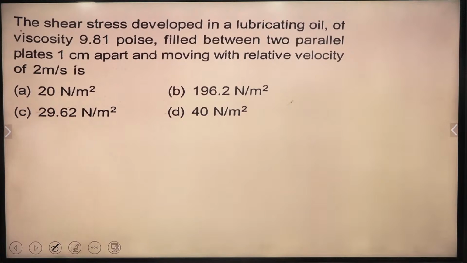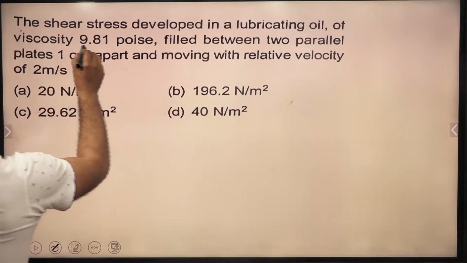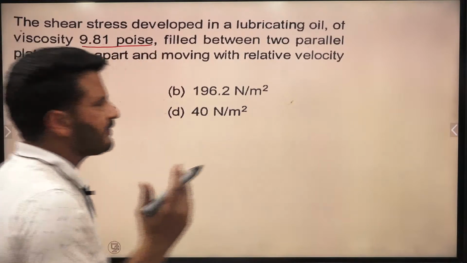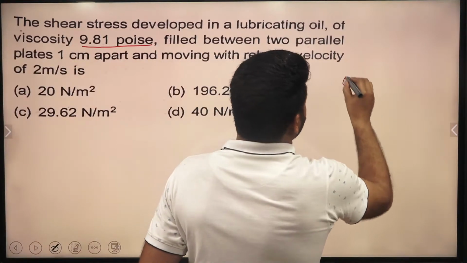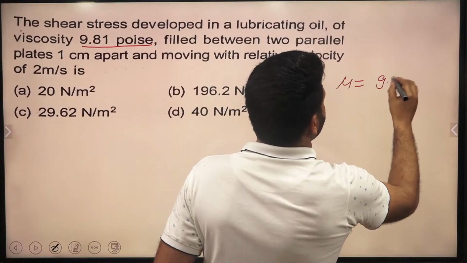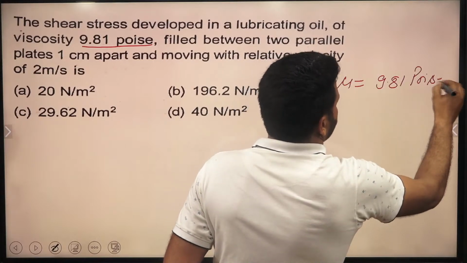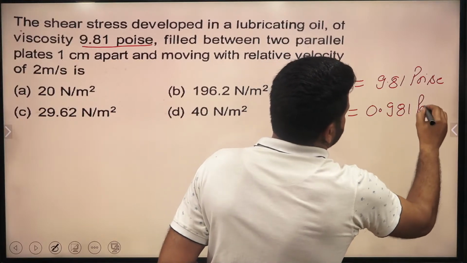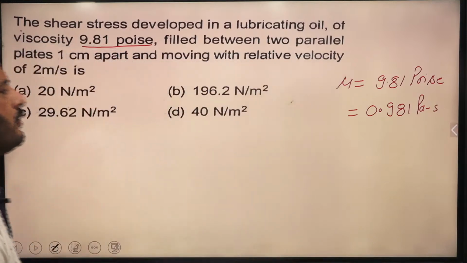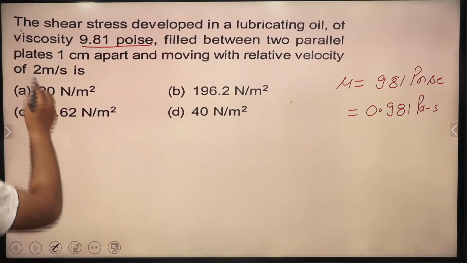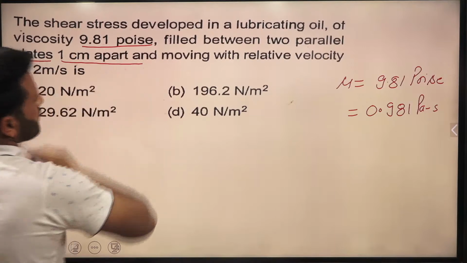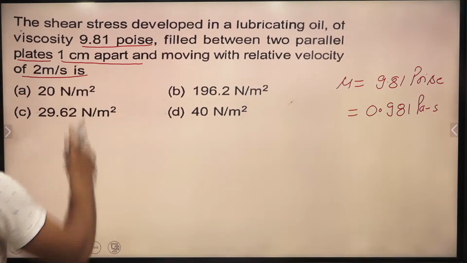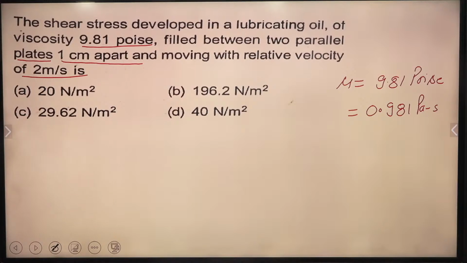In the next question, the shear stress developed in a lubricating oil of viscosity, again in poise. Whenever the term viscosity is said simply, it means dynamic viscosity. This is given to us as 9.81 poise. To convert it into SI value, just divide it by 10. So we will get 0.981 Pascal second, meaning Newton per meter square into second. Fine. The oil is filled between two parallel plates separated by 1 centimeter distance, moving with a relative velocity, the velocity of one plate with respect to another plate, of 2 meter per second.